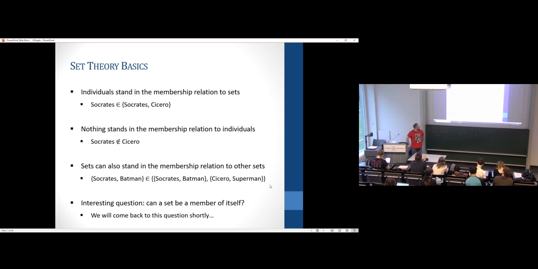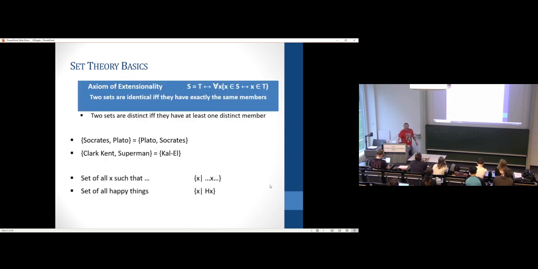But what if you have Socrates Batman and then Socrates Batman Cicero Superman? Or Aristotle and Nietzsche and Superman and Iron Man. Then we've got different sets, right? But it's still the same thing. So remember, the individuation is about having the same members.